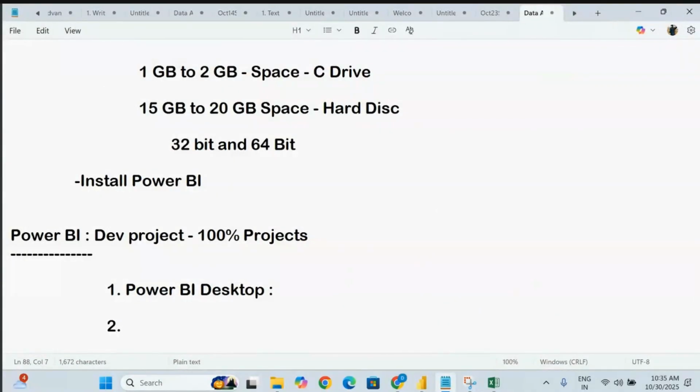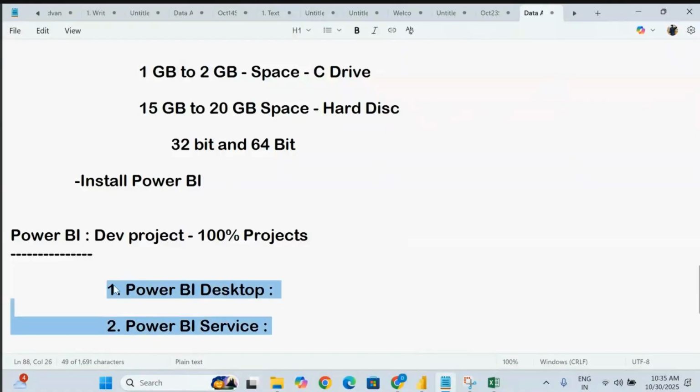And the next one, observe here, is Power BI Service. This is the other component, and it is also very important for you to understand. Fine. These two are very important for you to understand. By using these two components, you are going to complete your 100% project.